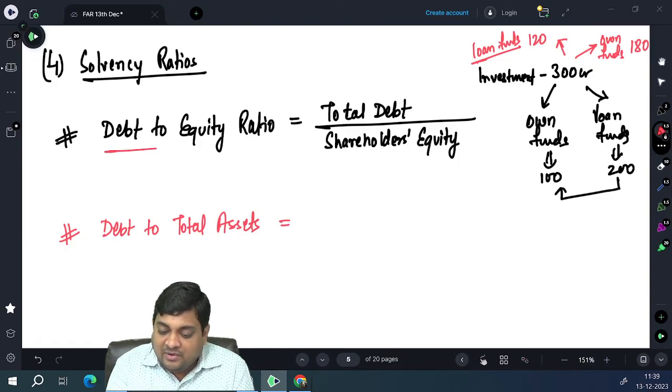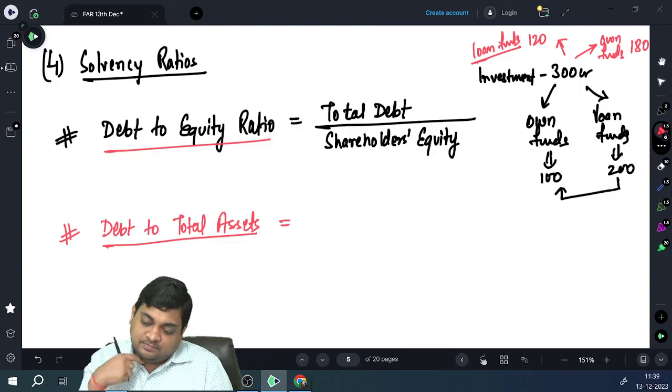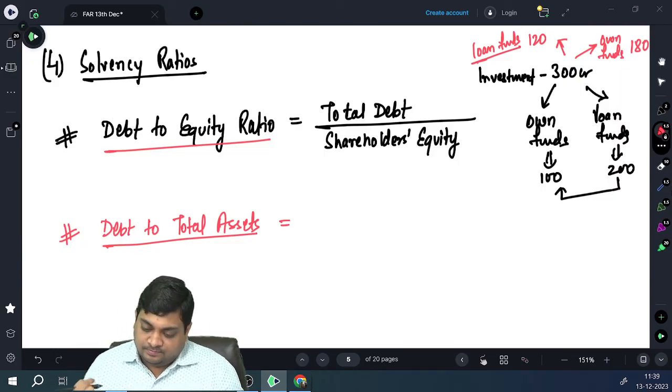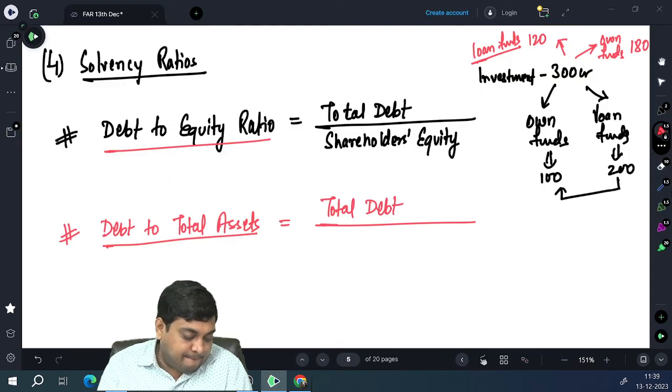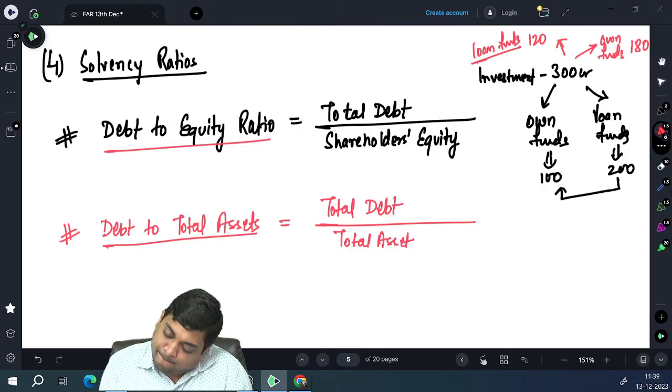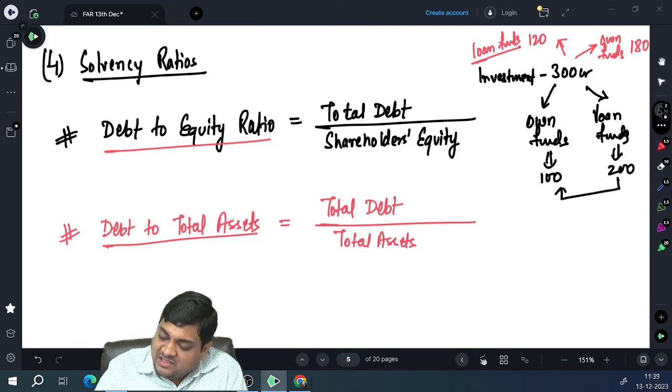Then we have another ratio, debt to total assets. This is debt to equity and this is debt to total funds, right? So this is total debt by total assets. In my language, I can say this is shareholders' equity plus loan funds.